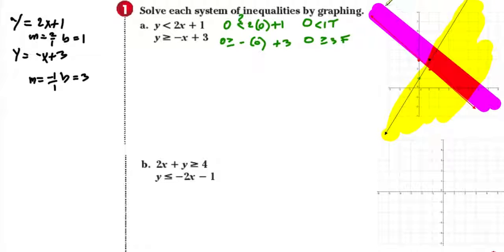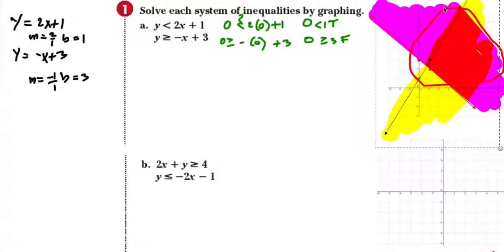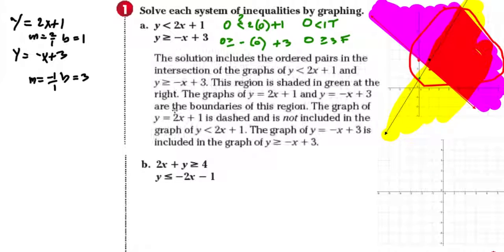the right side of our half plane, and where the graphs of those inequalities intersect will be the solution of our system of inequalities. This will be the solution of our system of inequalities. Okay, so let's summarize this. The solution includes the ordered pairs in the intersection of the graphs y less than 2x plus 1 and y greater than or equal to negative x plus 3.